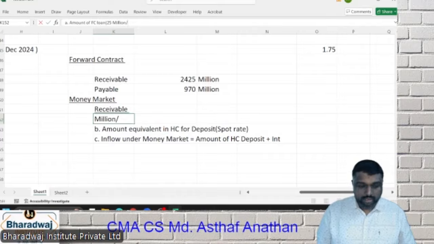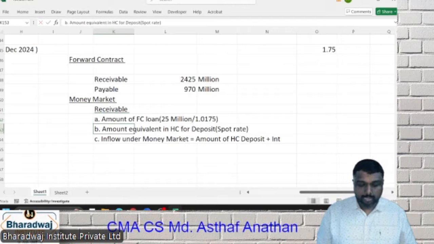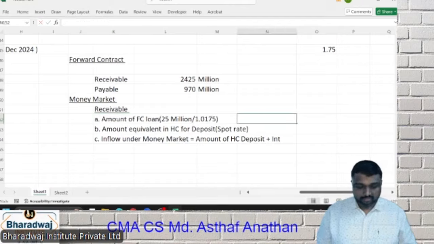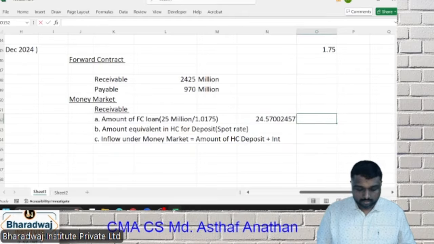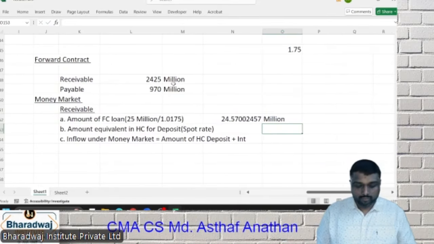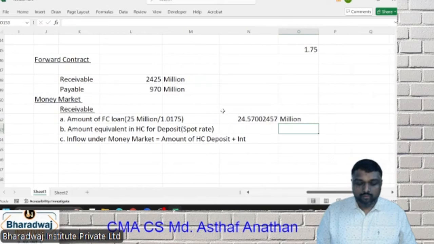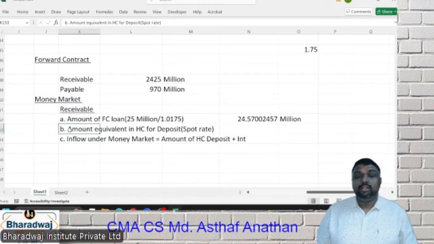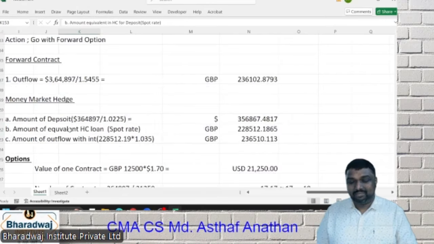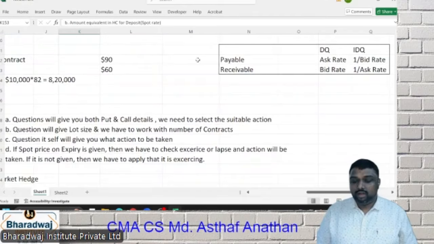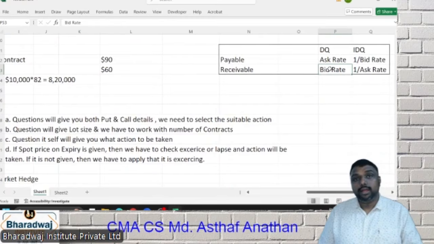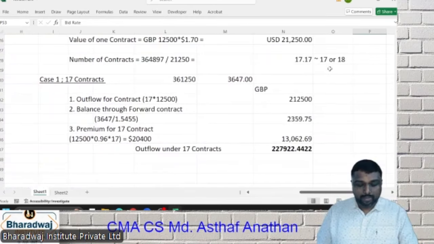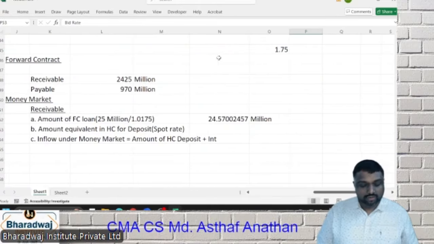25 million divided by 1.0175. This is the amount of foreign currency loan. What is the equivalent amount? So it's a direct quote only, receivable only. So for receivable, we have our shortcut table, no need of taking any effort. So we have receivable direct quote, you have to go for what? Bid rate. We know why, because we are giving to the bank, bank is buying, that is the logic. So logic also with us.